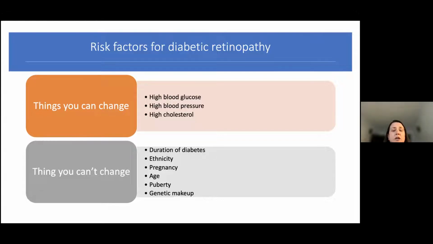The things you can't change: you can't do anything about how long you've had your diabetes for, unfortunately. Ethnicity, so if you're South Asian or African American, you are at higher risk of developing retinopathy. When you become pregnant, unfortunately, there is a higher risk of retinopathy developing. It could be from the pregnancy hormones, and it could be from reducing glucose levels. Puberty, there is some evidence, although it's a bit shaky as to which way it goes, that puberty plays a part, and I think it's probably something to do with the hormones.